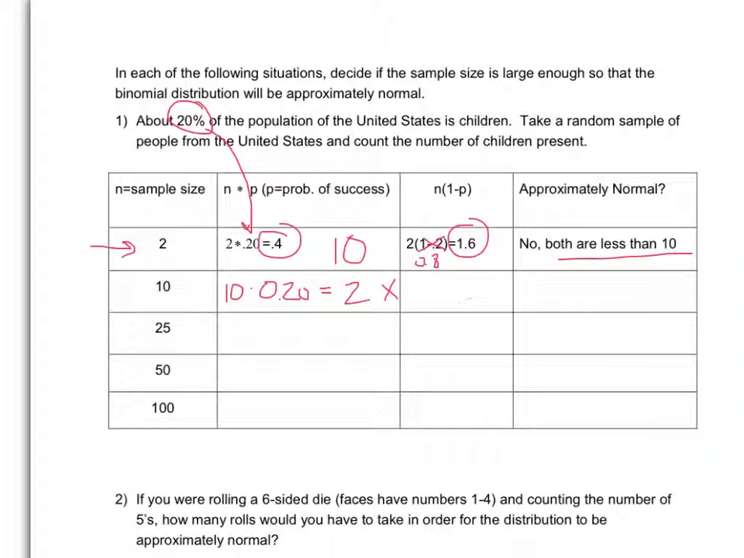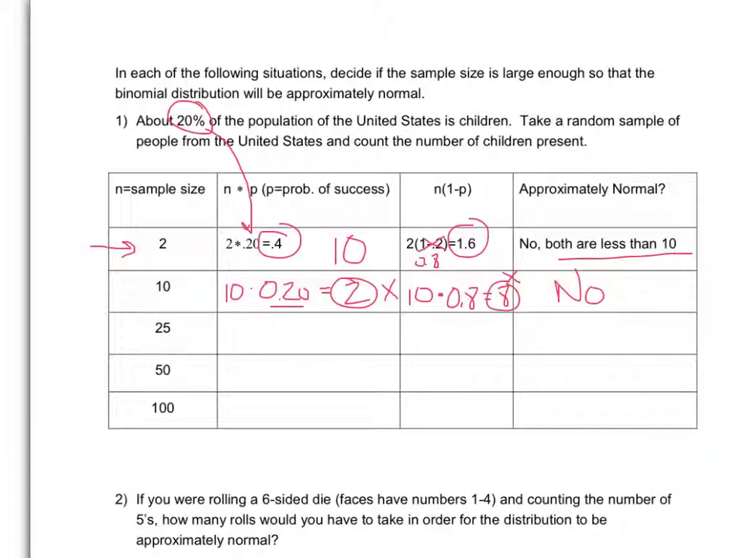Since both have to be greater than 10, there really would not be a real necessary need to do the second one for the failures, but if we really wanted to, we take that 10 and we multiply it by the probability of failure. Well, if it's 20% for success, that would mean 80%. Let's multiply this times 0.8, which would just put it at 8. Since that's also less than 10, is this approximately normal? No, because both of these two numbers here are less than 10.